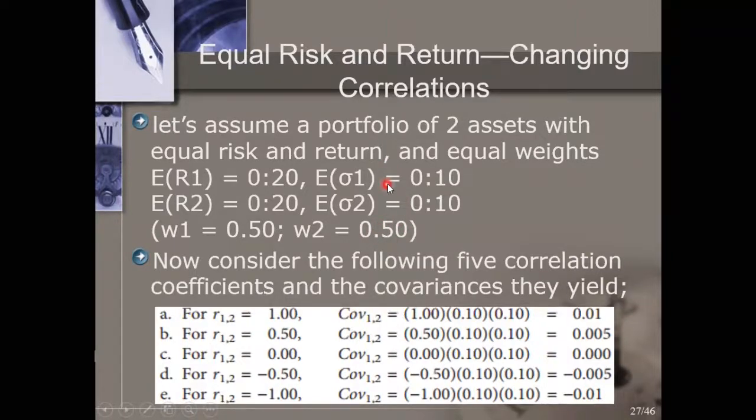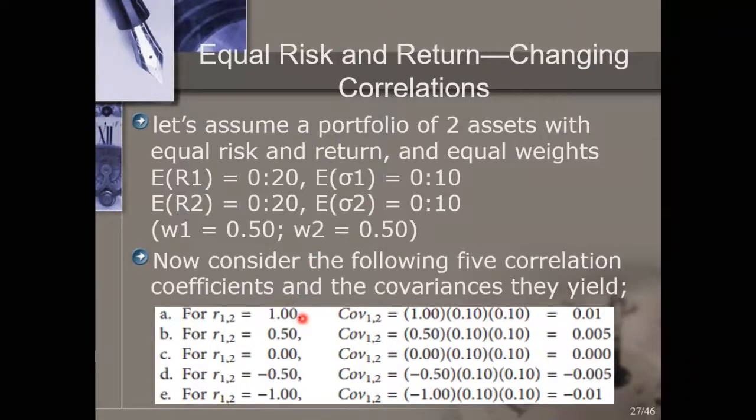Now, as we have a two asset portfolio with equal risk and return and equal weights, what do we consider? We have tried to understand what correlation is, and now on the basis of correlation, we are trying to understand how the correlation of different assets changes the risk and how the correlation of two assets changes the returns. So for this purpose, we are now considering different correlations.